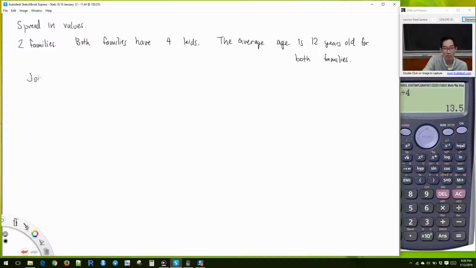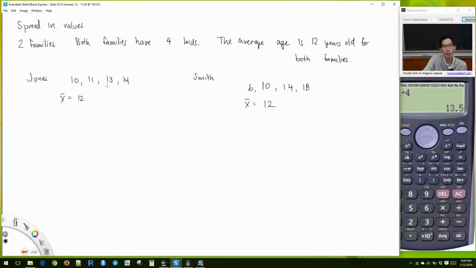So we'll say we've got the Jones family, and the kids are 10, 11, 13, and 14. The average age, X bar here, is 12. But let's look at the Smith family, and the ages will be 6, 10, 14, and 18. The average age here is also 12.